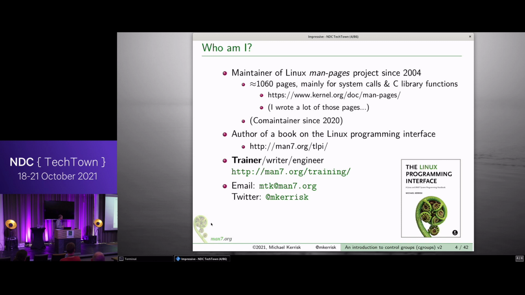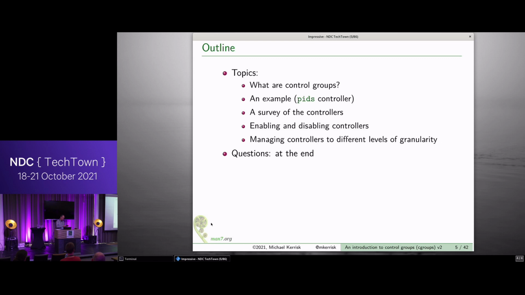And the stuff I'm going to talk about in this slot is sort of an introduction to what cgroups are, an example or two, then a discussion of the kinds of things that we can control with cgroups, and there's various things that we can control. Then a little bit of the mechanics of how cgroups, in particular cgroups version 2, work: how you enable and disable controllers, and manage controllers to different levels of granularity when you're managing processes. And then there's another slot after this which talks about some of the more fine-grained details about how cgroups work.